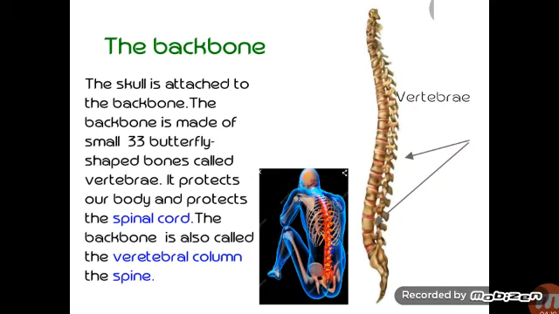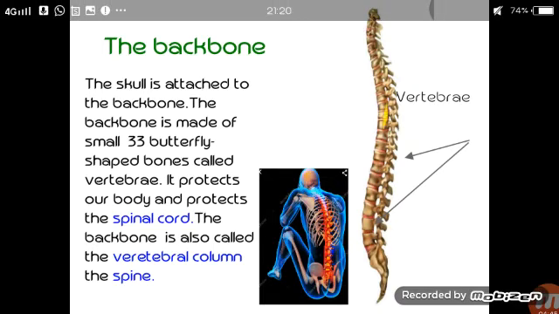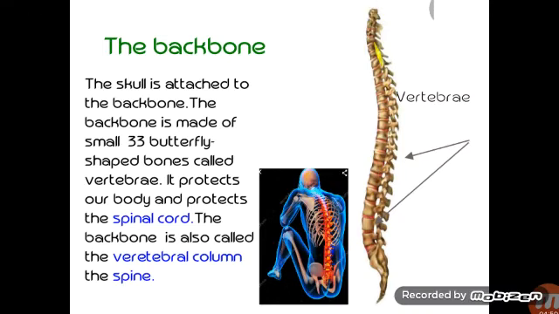Now the backbone. The skull is attached. This is your skull. Look here. This is the skull, the head part, and it is attached to this backbone. The backbone is made of 33 small butterfly-shaped bones called vertebrae. You can see the backbone here, but the picture is not clear, so look here. This is that same backbone, children. It has 33 butterfly-shaped bones, like a butterfly, you can see these wings.